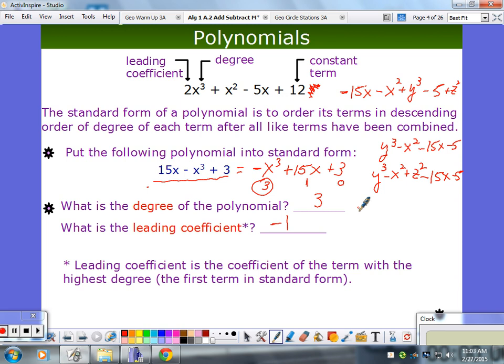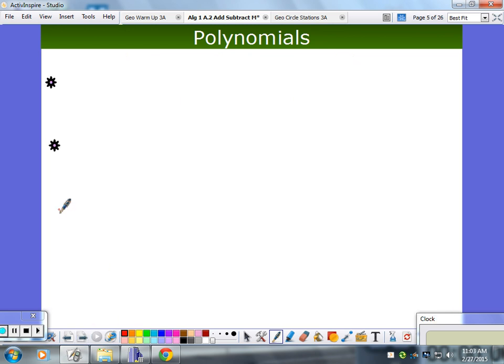So the leading coefficient is the coefficient that's in front of the greatest degree. Yes. What's the degree of this? I'm sorry, not degree. What is the leading coefficient? 1. It's helpful to have it in degree order. I can see it. Leading coefficient is 1. Okay, awesome questions. Those are really fantastic questions.